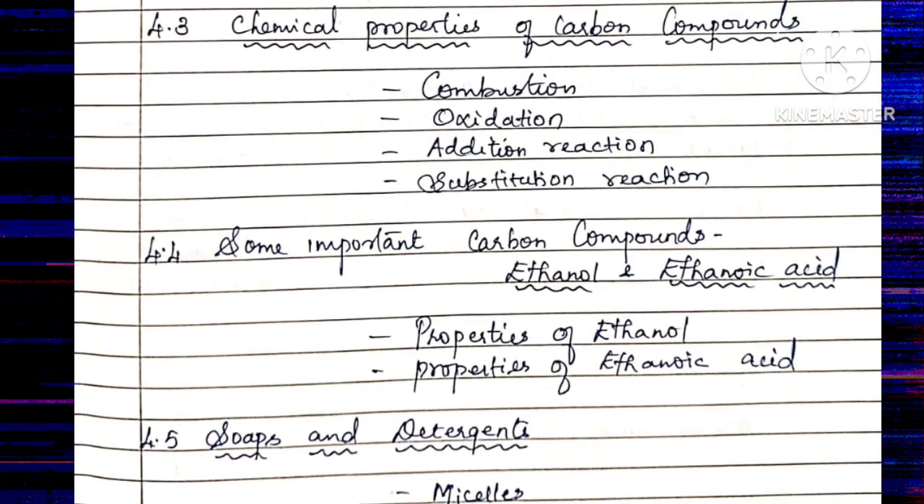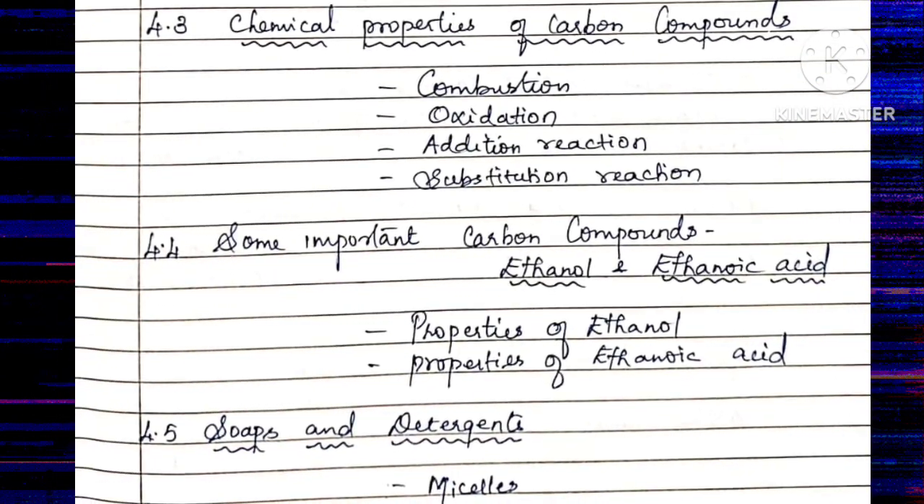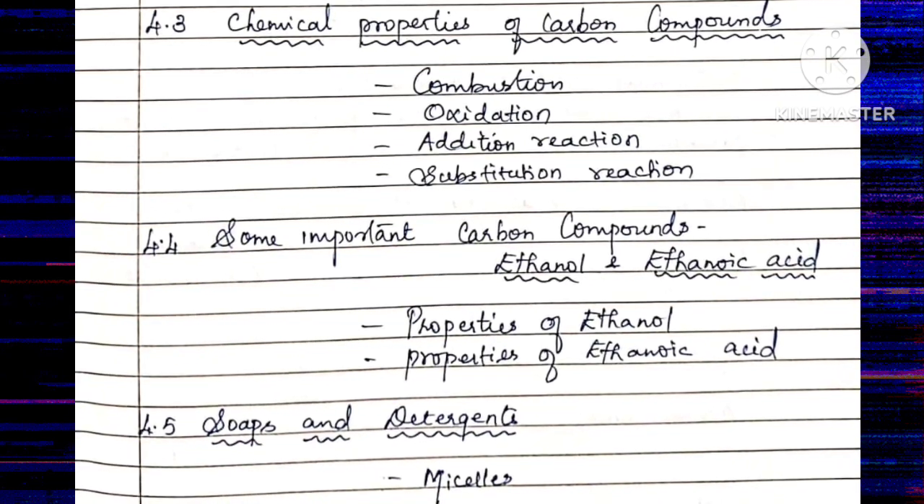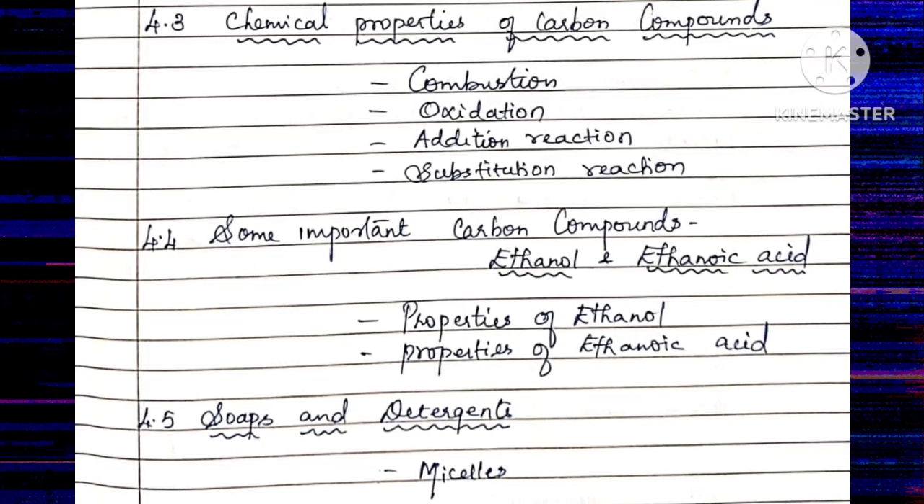Then chemical properties, which is combustion, oxidation, addition reaction, and substitution reaction. Some properties of ethanol and ethanoic acid. Finally, we are going to see soap and detergents. Under this, the structure of micelles will be seen.